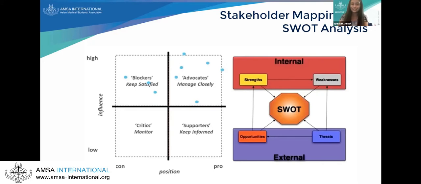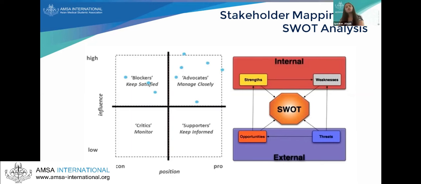Third would be the critics. The critics would actually be the governments. I'm sorry, I accidentally skipped them in the advocate section, but critics would be your governments in this situation, who might support or who might not support. So it would be very important to monitor their interests. And lastly would be the blockers. Obviously the tobacco companies that you're talking about would be the definite blockers, who you cannot actually keep satisfied in this particular project. But to ensure that their impact on your program is minimal, you can take relevant steps.